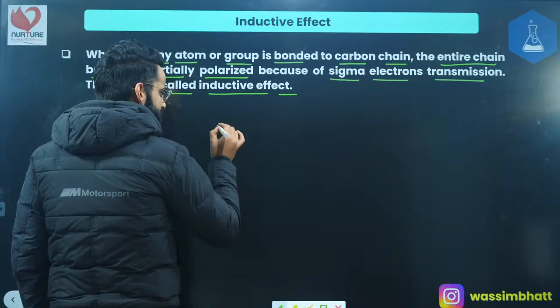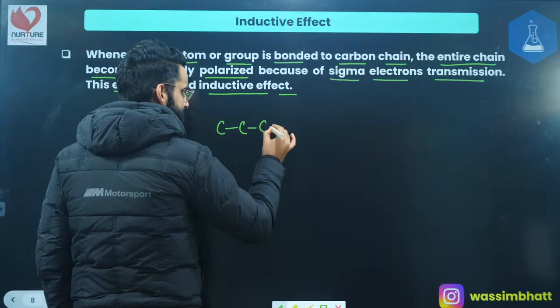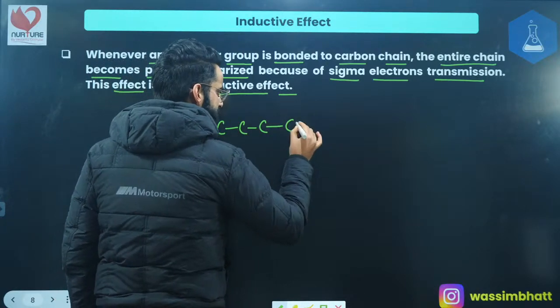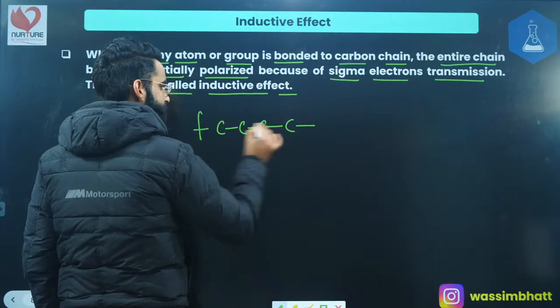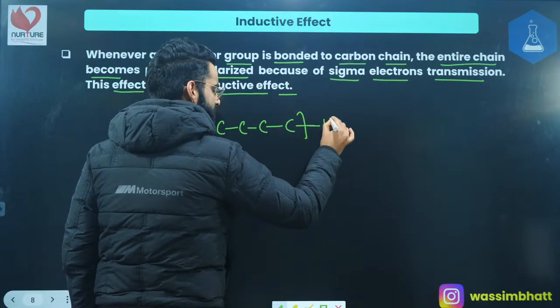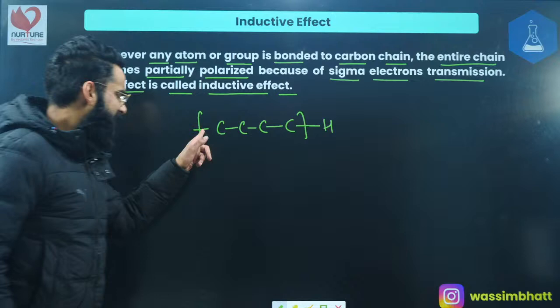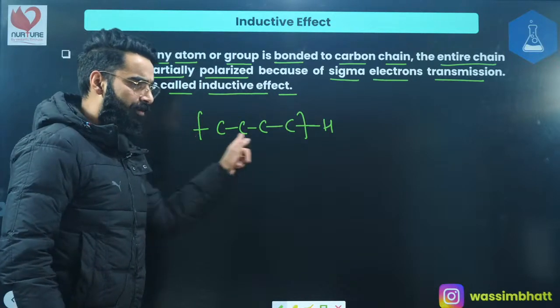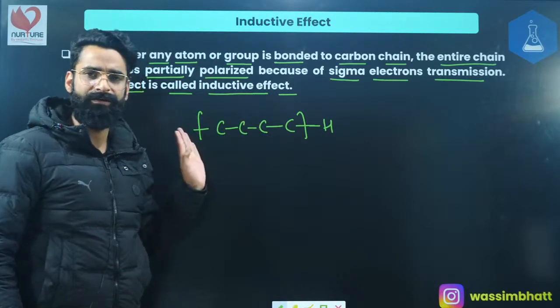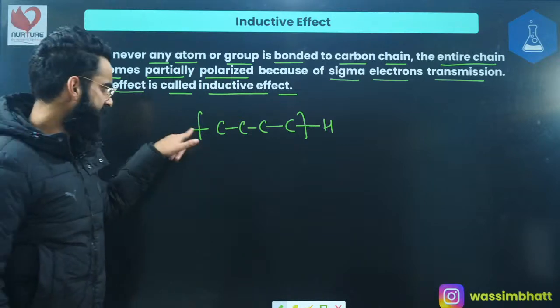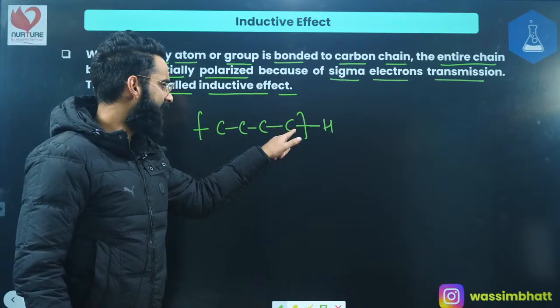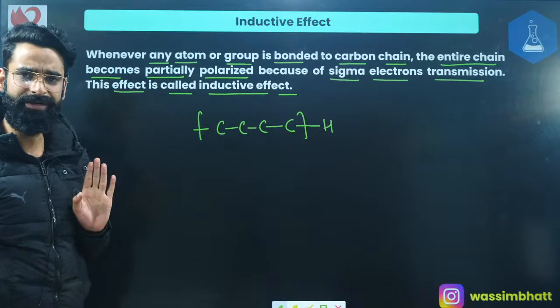Let's say over here I'm taking a carbon chain, and this carbon is attached with hydrogen, for example. In the carbon chain, everywhere you have got sigma bonds. There is no pi bond in between. Everywhere you have got a sigma bond. So this is the carbon chain, and this carbon is attached with hydrogen over here.